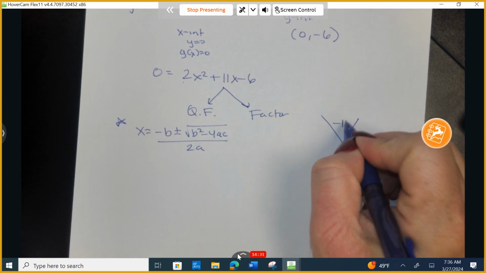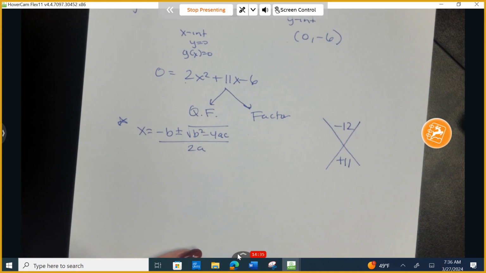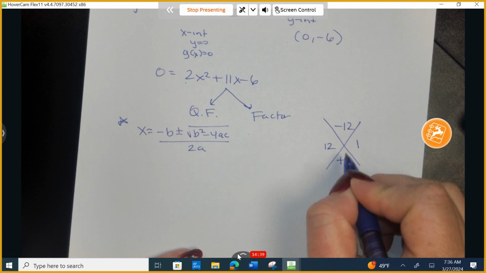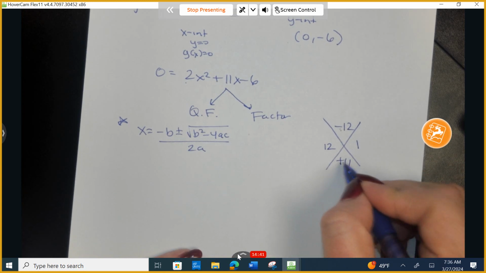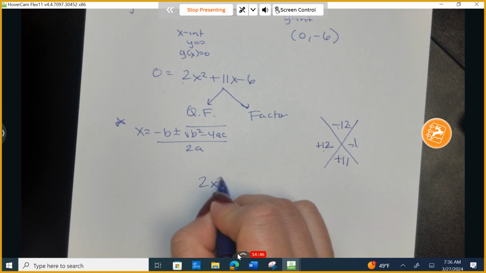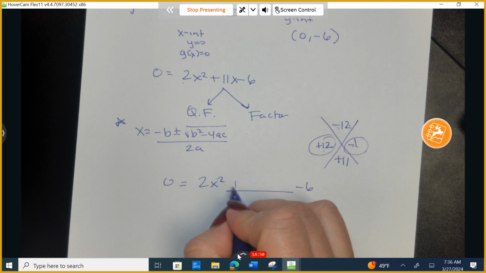a times c is negative 12. What 2 values, if they exist, multiply to give us negative 12 and combine to give us a positive 11? That would be 12 and negative 1. They have to be different signs, with the larger number being positive. So they multiply and they add. So here we go. 2x squared minus 6. I'm going to take these 2 values and drop them in.